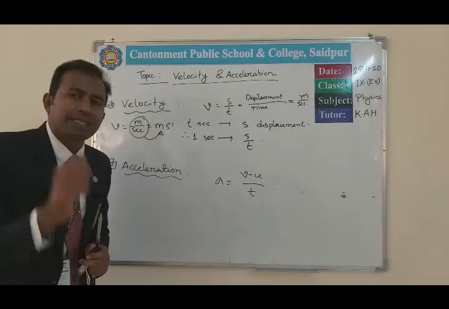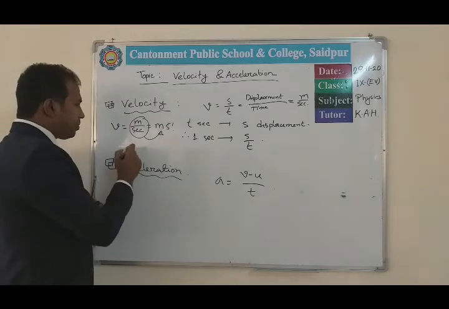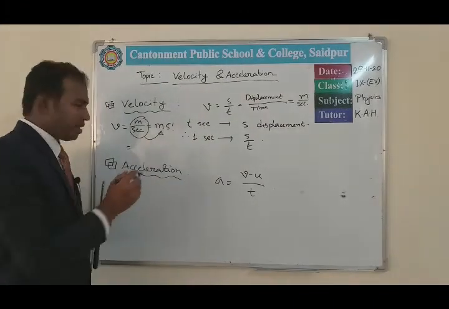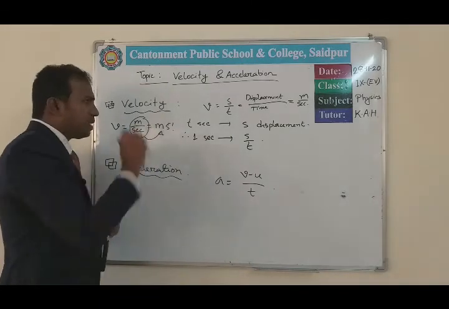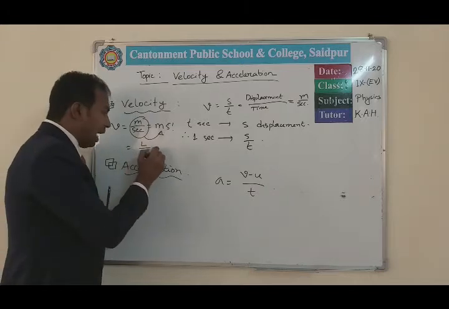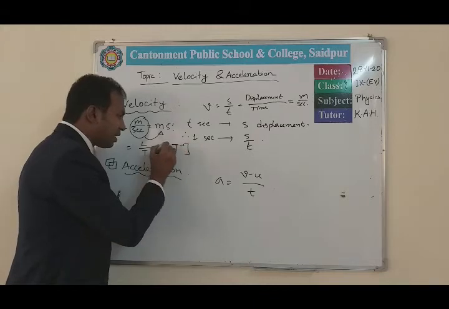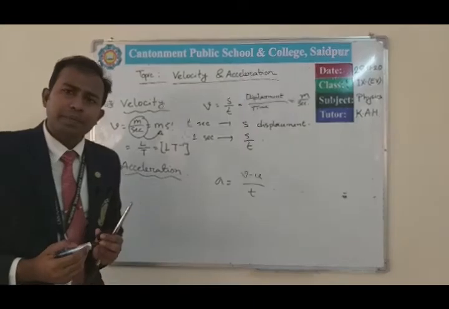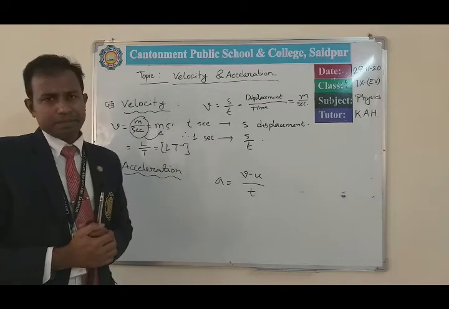And what should be the dimension? For displacement it is the length L, and for the second it is the time, whose dimension is T. Together we write it this way: LT inverse 1, which is the dimension of velocity.